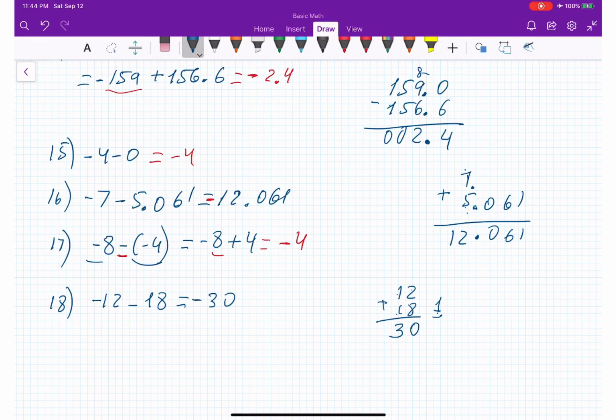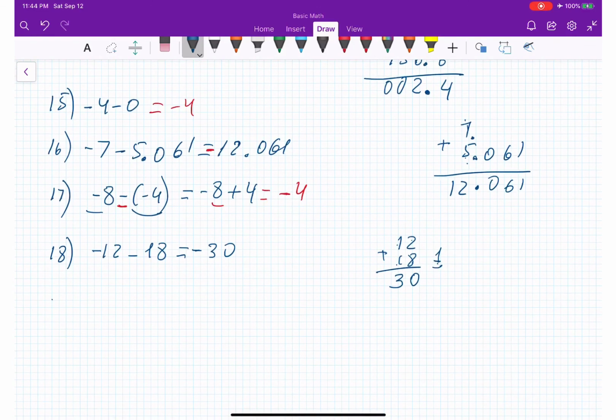And lastly, 2 plus negative 9 minus 2. Since this plus, I don't care, so I'm going to drop this plus. It will be 2 minus 9 minus 2. Okay, how much will it be? 2 minus 9, it's going to be negative 7, right?